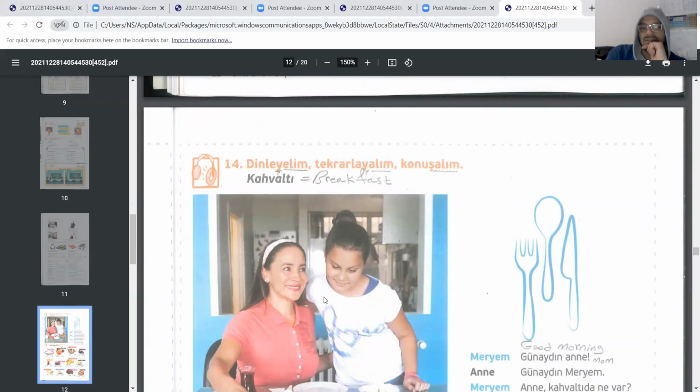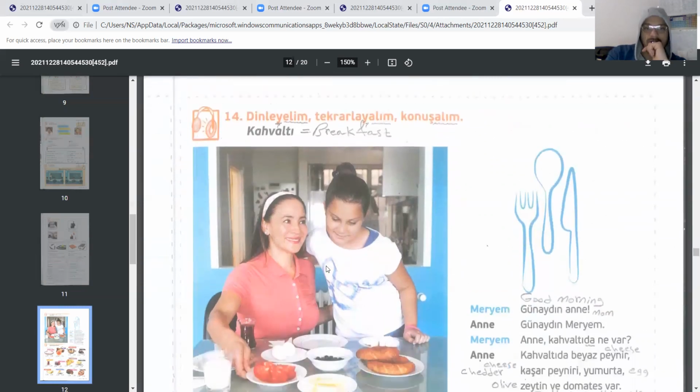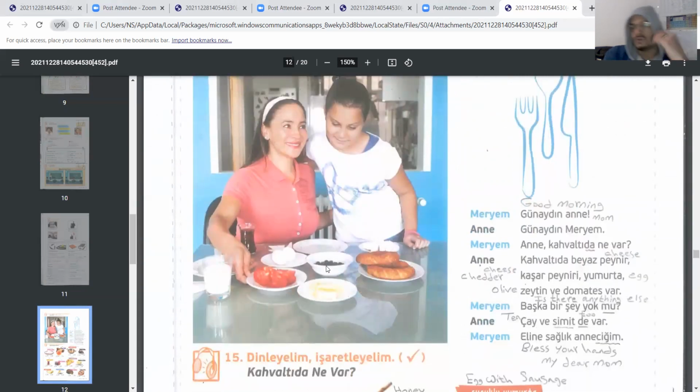Dinleyelim, tekrarlayalım, konuşalım. Kahvaltı, that means breakfast. It's important when you go to any hotels, four stars, three stars, something like that. Turkish people will ask about the breakfast, whether it is included or not.